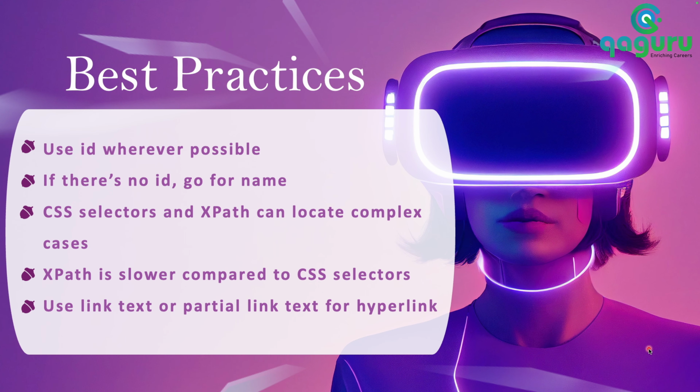Now let's take a look at some best practices in choosing the locators. So if ID is available for an element, then you can use it. Okay, so that's one of the best locators available. If there is no ID, you can go for name. CSS selector and XPath can be used if you have some complex scenarios to locate the elements. XPath is slower compared to CSS selectors. You can use link text and partial link text for any hyperlinks.